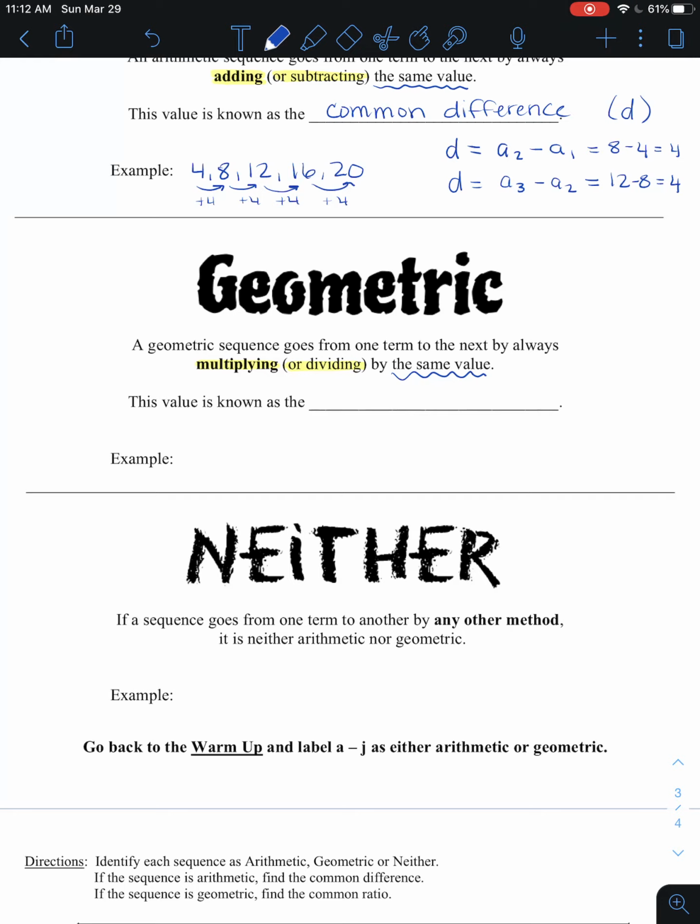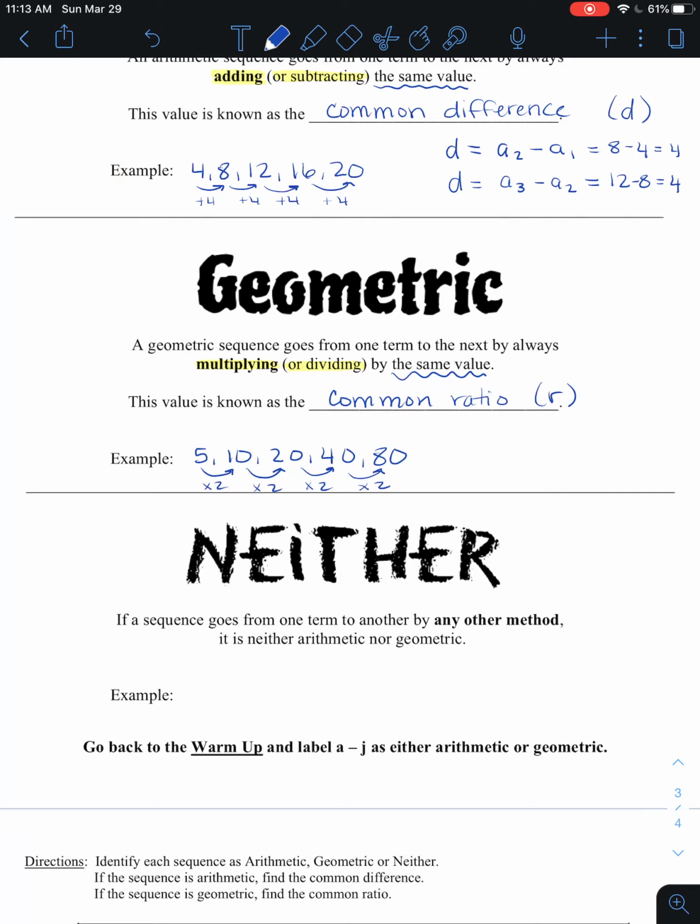So let me just go back to one of the ones we were multiplying on. I think the first one we had was like 5, 10, 20, 40, 80. So we were multiplying by the number 2. So this number 2 has a name, and we're going to call it the common ratio. And in this chapter, we're going to use a lowercase r for the common ratio.